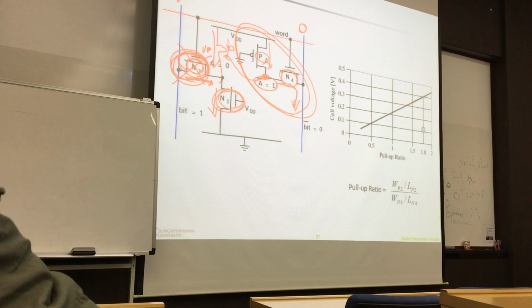So again, this is what voltage you can pull up this node to on this side, whereas, oh no, P2 and N4. Okay, so how low this graph is.